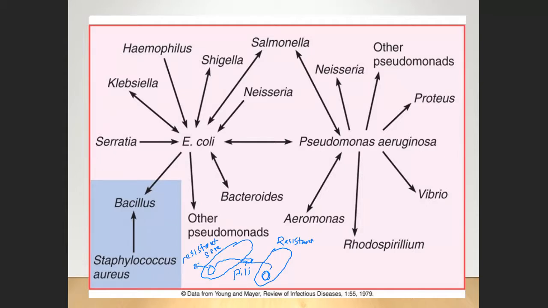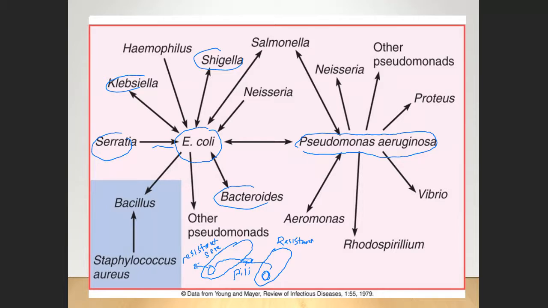So E. coli, for example, is able to transfer the resistant gene to another gram-negative bacteria like Bacteroides, for example, Neisseria, Shigella, Klebsiella. Serratia, for example, is able to transfer the gene to E. coli. E. coli is able to transfer the gene to Pseudomonas aeruginosa, or Pseudomonas is able to transfer the gene to E. coli. So you see this one? Okay, so this is how they are able to transfer the resistant gene to many bacteria.